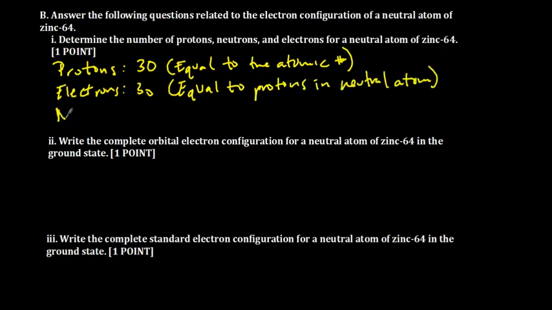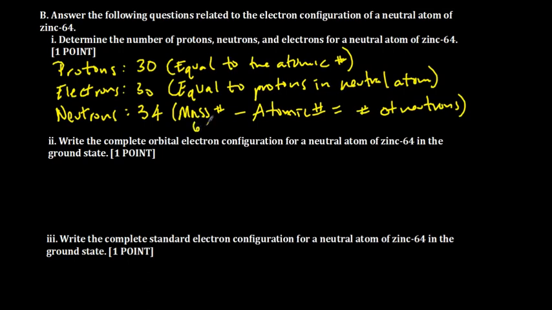And then finally, the neutrons. A little trickier here. We do have a little bit of math. The number of neutrons is 34. To determine the number of neutrons, you take your mass number, which in this case is 64, and you subtract from that the atomic number, which in this case is 30. And that will give you the number of neutrons. So in this case, 64 minus 30 equals our number of neutrons, 34. Kind of a throwback to the last unit.